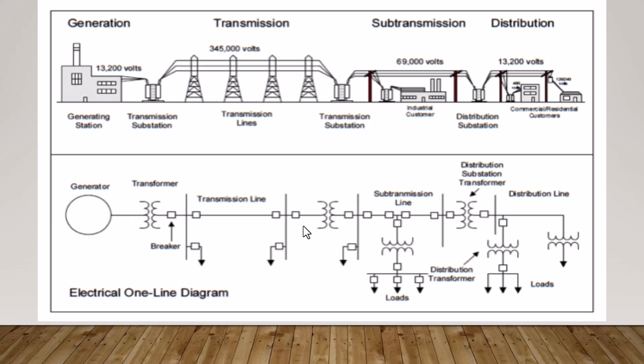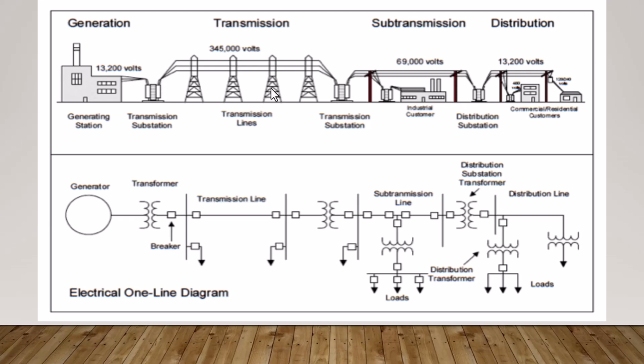At first, the generation, 13,200 volts. It all starts at the generating station where electricity is produced, typically by rotating machines like turbines in thermal, hydro or nuclear plants. The voltage here is usually around 13.2 kV or 13,200 volts, which is too low for long distance transmission. That's why the power is first sent through a transformer in a transmission substation to increase the voltage to a much higher level. This process is called stepping up the voltage.